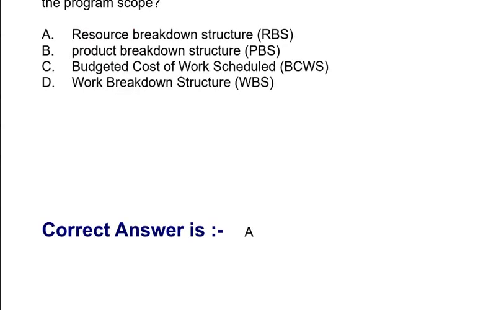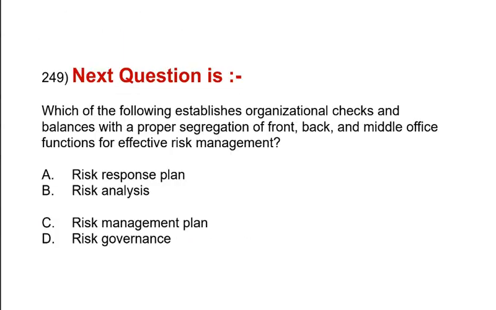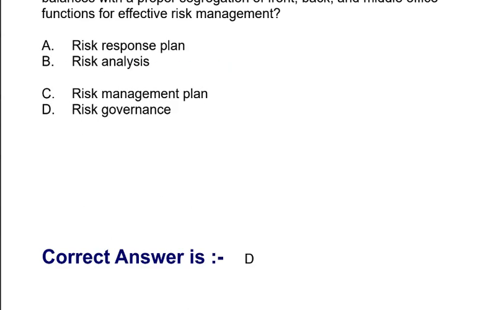Correct answer is option A. Question is, which of the following establishes organizational checks and balances with a proper segmentation of front, back, and middle office functions for effective risk management? Option A, risk response plan. Option B, risk analysis. Option C, risk management plan. Option D, risk governance. Correct answer is option D.